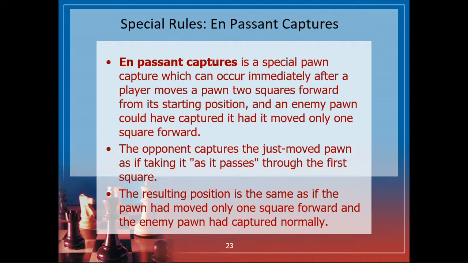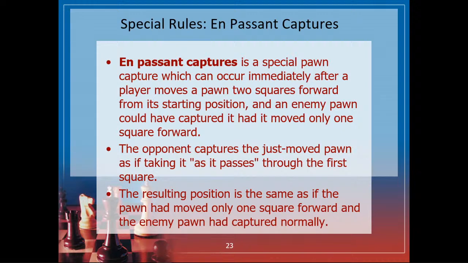moves and strategies. En passant capture is a special pawn capture which can occur immediately after a player moves a pawn two squares forward from its starting position, and an enemy pawn could have captured it had it moved only one square forward.